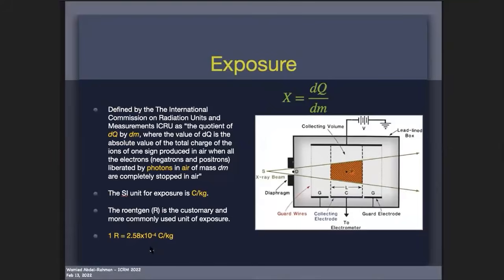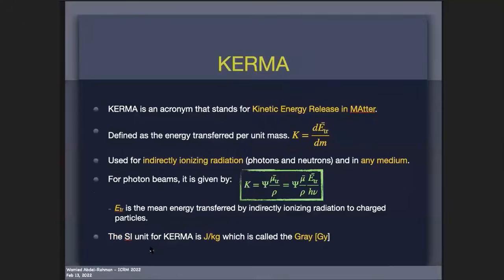The next quantity is the kerma. It is the kinetic energy released in matter or in a medium, and it's defined as the energy transferred per unit mass. So obviously, the kerma is used for indirectly ionizing radiation, for photons and for neutrons.